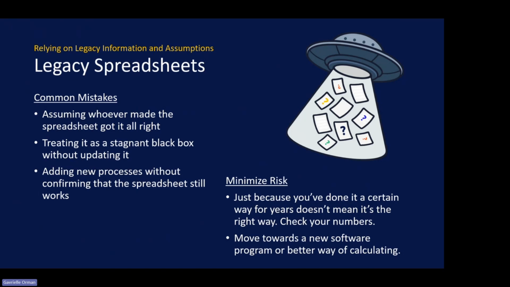The second mistake here is treating that Excel spreadsheet as a stagnant black box and not frequently updating it. Make sure that you have some sort of schedule and routine where you are actually going in there, updating the spreadsheet, making sure that it is accurate and up to date and calculating everything correctly. That can save you a lot of error down the road. Ultimately, if we want to talk about minimizing risk when doing big calculation-heavy reporting like this, moving towards a new software program or a better way of tracking these calculations is going to save you money over time and save you time as well.